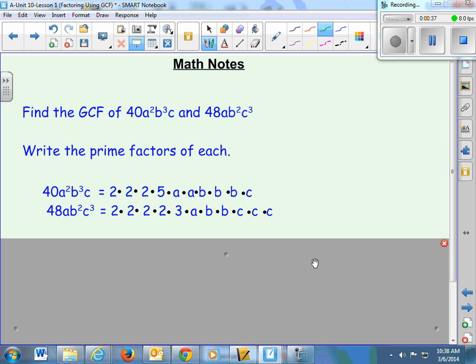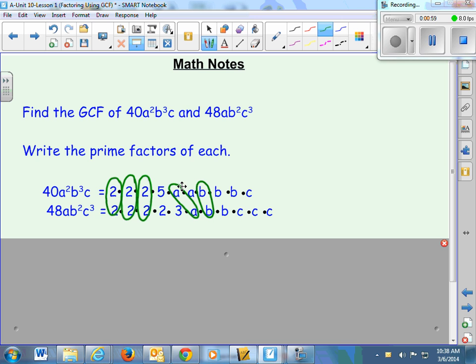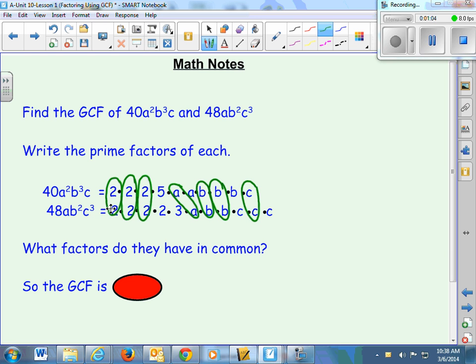Well, they have 2, 2, and 2 in common, so 3 sets of 2. So 2 times 2 times 2 is 8. So we know that 8 can go into both 40 and 48. We also look at the A's, and they have one set of A's in common, 2 sets of B's, and one set of C's. So when we write that in exponential form, 2 times 2 times 2 is 8. A, B squared, C is our greatest common factor.